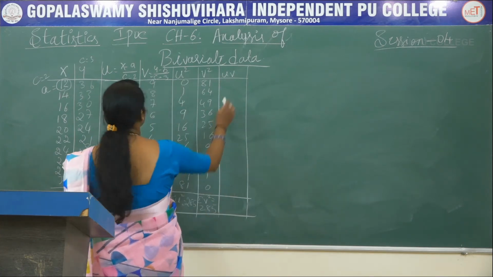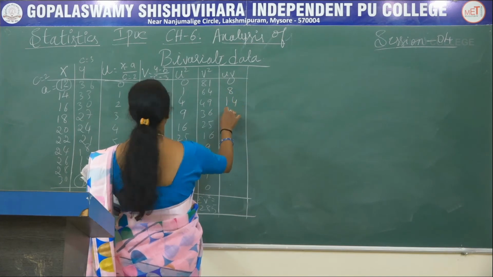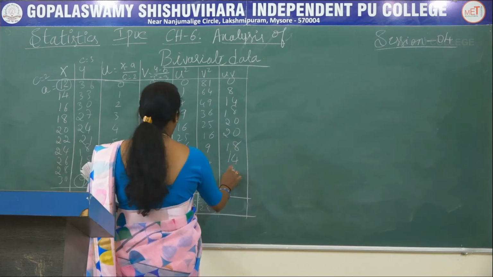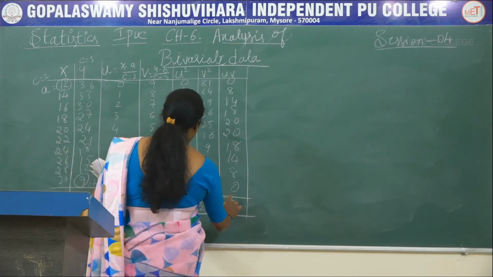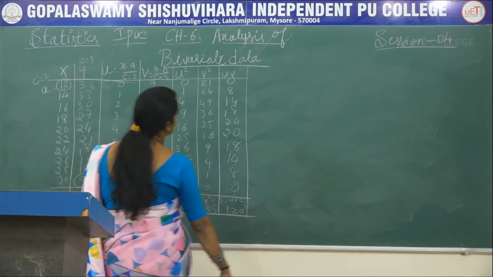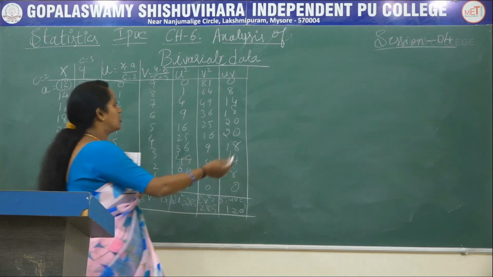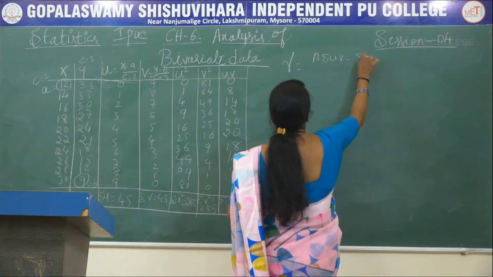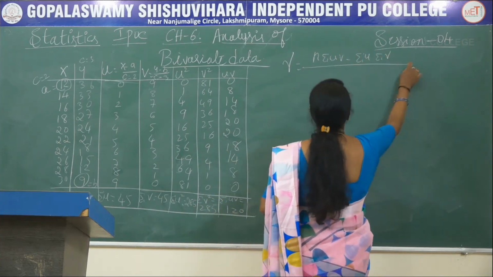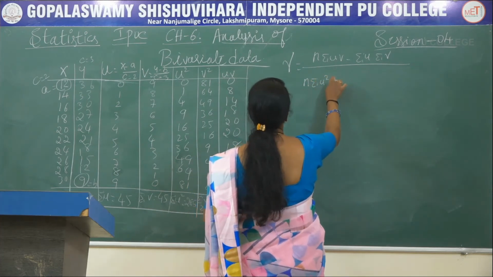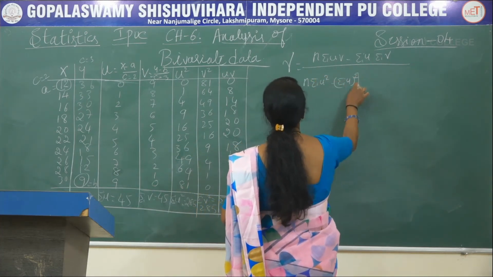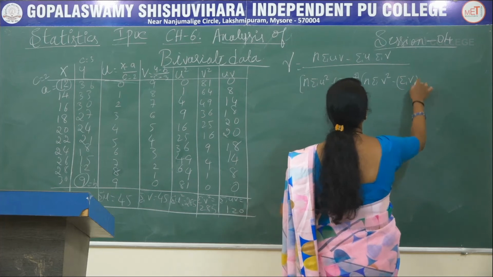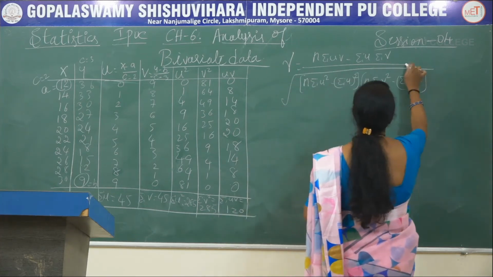Next U into V: 0, 8, 14, 18, 20, 20, 18, 14, 8 and 0. Summation of UV is equal to 120. So now I am writing the formula. It is n into summation UV minus summation U summation V, divided by the square root of n into summation U square minus summation U whole square, into n into summation V square minus summation V whole square.